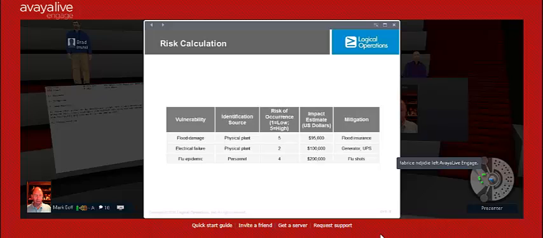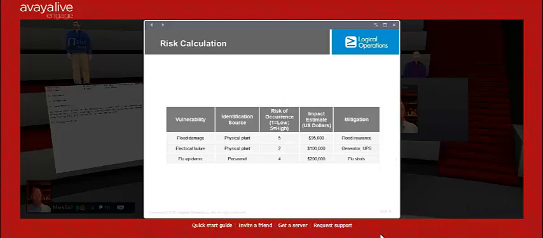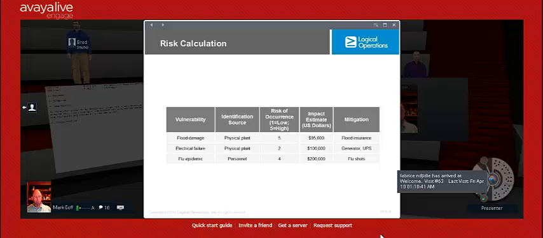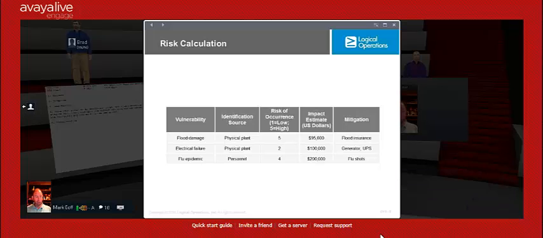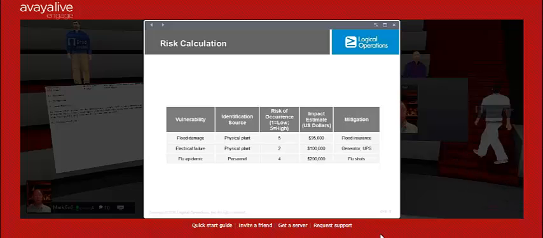So as much as I hate to say it, you're probably going to have to be at least passingly familiar with the math associated with that. So again, you take your single loss expectancy, the number for a single hit, multiply that by your annualized rate of recurrence. If it happens twice a year, your ARO is 2. If it happens once every 5 years, your ARO is 0.2, 20% a year.